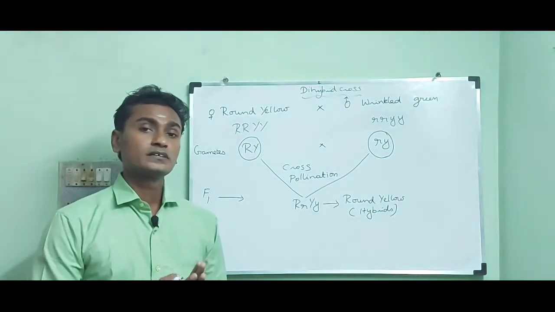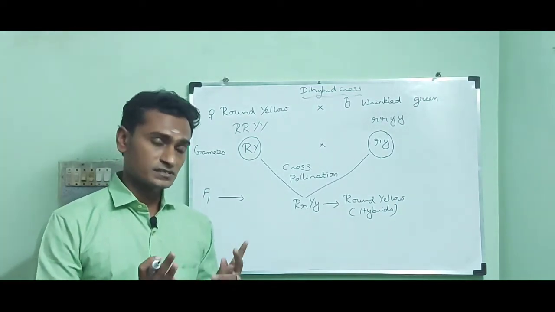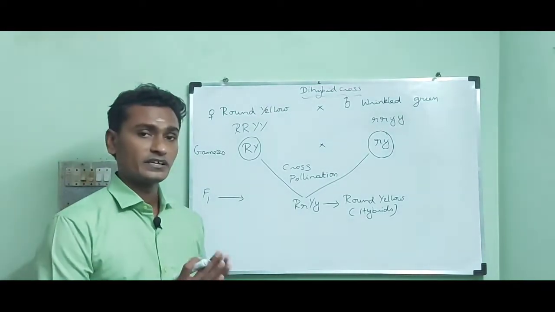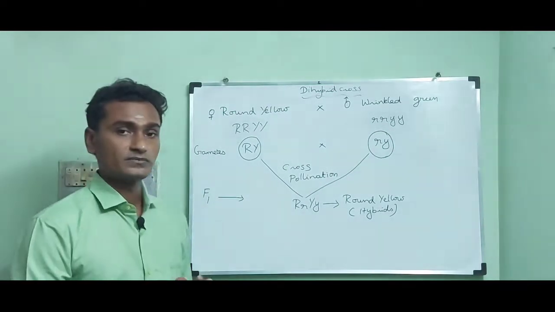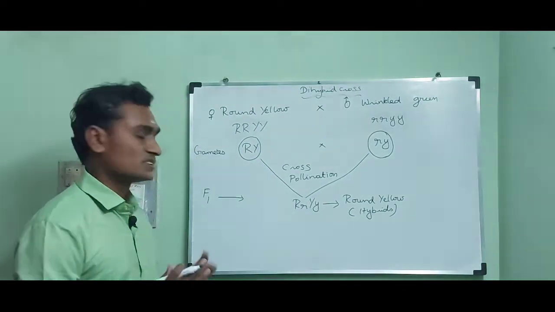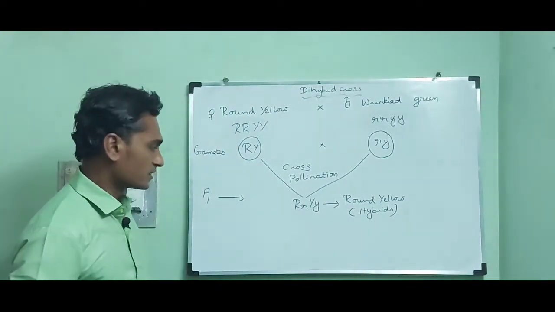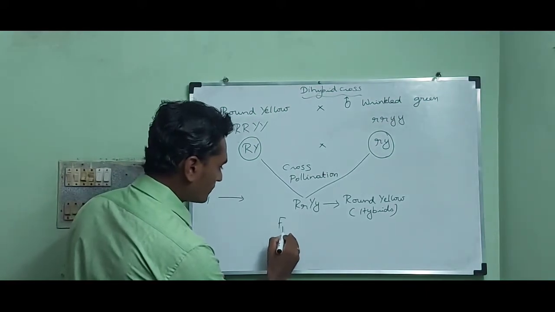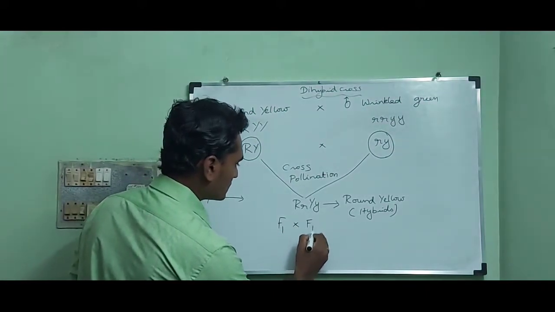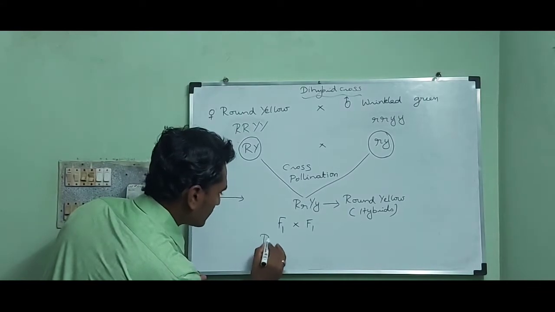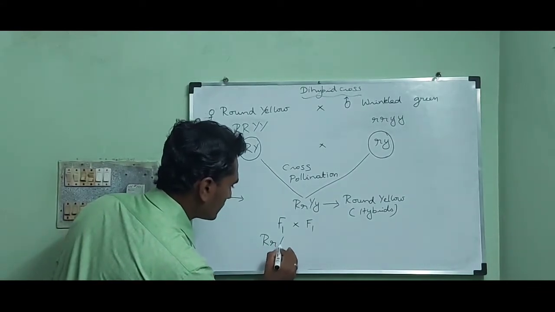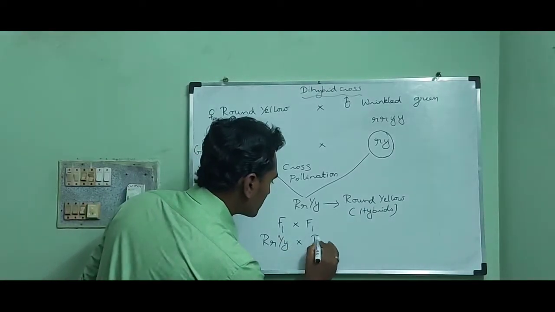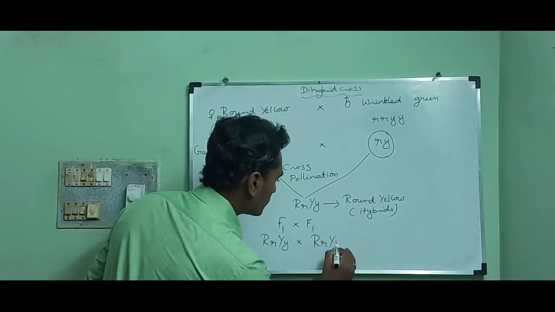Then according to the third stage of the hybridization experiment, we have to self-pollinate the F1 generation. We have to allow the F1 generation to self-pollinate. So we have to cross F1 with F1. That means capital R, capital Y, small y crosses with capital R, capital Y, small y.